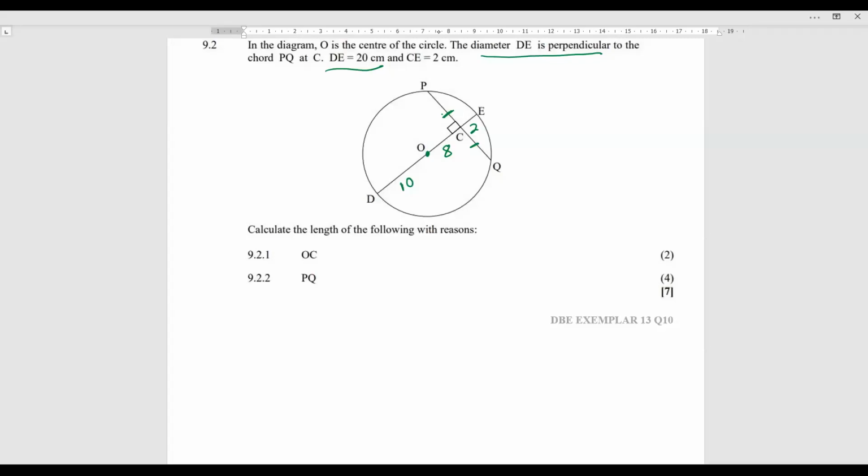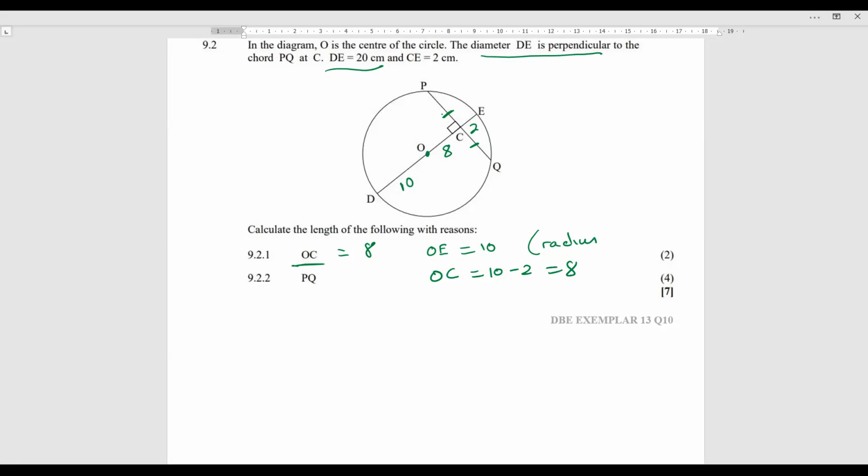Now, let's quickly read the question. Calculate the length with reasons of OC. Now, let's look for OC. Oh, we found it. What is OC? We found 8. What's the reason, sir? Firstly, I think we must say that OE is equal to 10. And what's your reason for OE to be 10? Isn't that a radius? Radius. And then OC is a mathematical calculation, 10 minus 2 giving you 8. We don't need a reason for that.